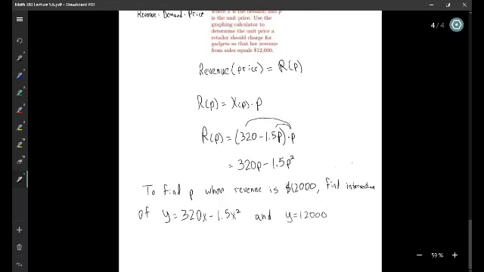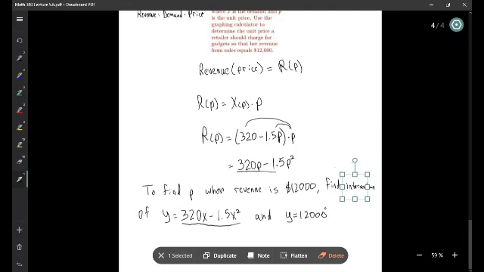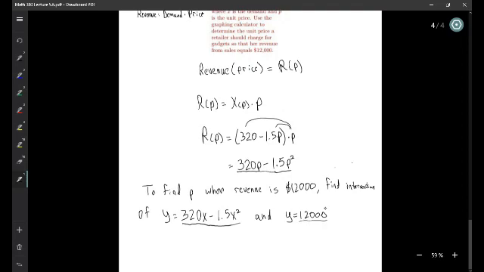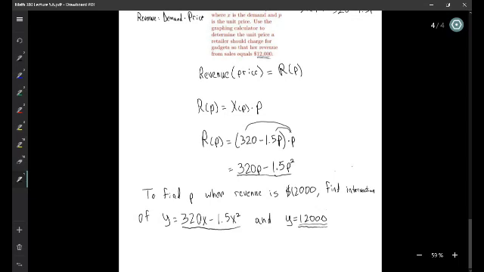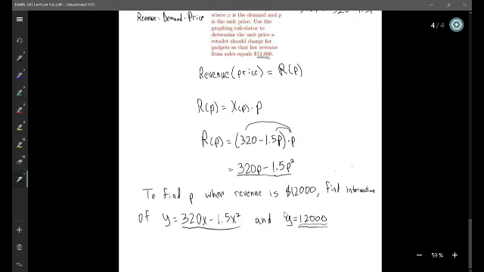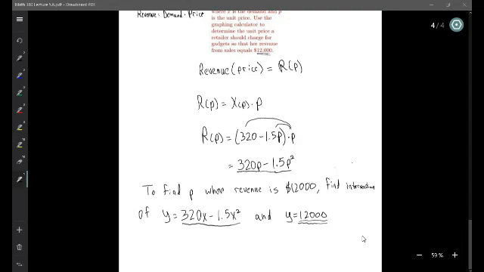So the 320x minus 1.5x squared comes from here, and the 12,000 comes from here. So go to your TI and type those in.